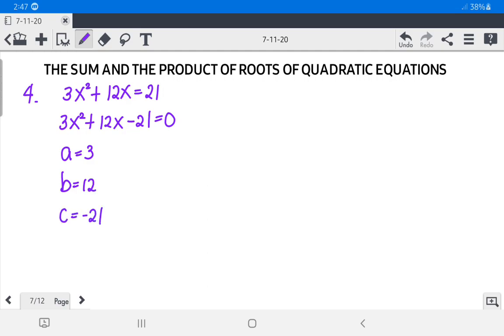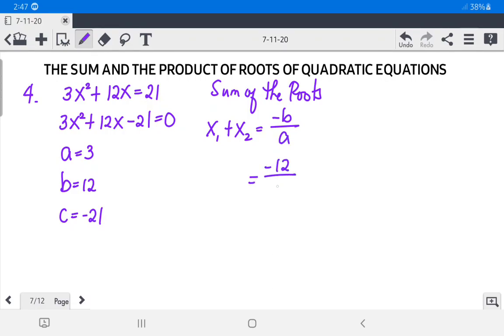Then, for the sum of the roots, we have x of 1 plus x of 2. So, that is negative b over a. So, we have negative 12 over a is 3. So, we have negative 4. So, this is the sum of the roots.